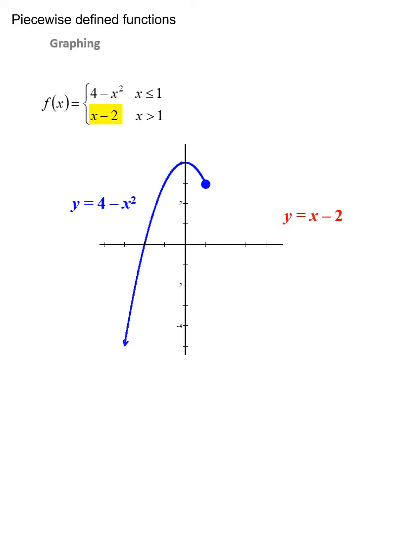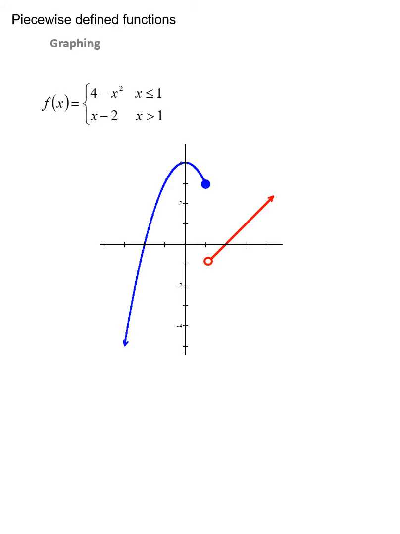Now let's graph the other piece of this piecewise defined function. y equals x minus 2 looks like this, of course. But I'm only keeping the portions of the graph whose x-coordinate is greater than 1. So I'll erase this part and put an open circle there to indicate that I'm not keeping the point whose x-coordinate is 1 at the end of that ray, but I am keeping the rest of it.